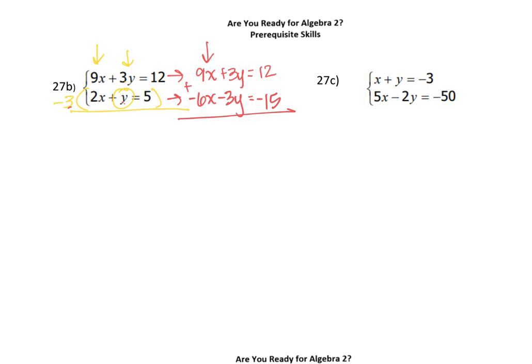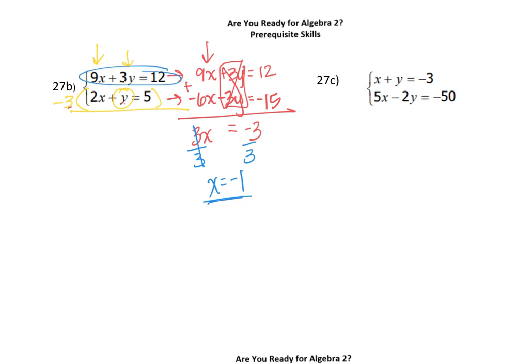Okay, now add them together with the signs that they have. 9x minus 6x is 3x. Right here we have positive 3y minus 3y. It eliminates, it cancels out. Beautiful. 12 minus 15 is -3. Now we're in a position to get an answer or solution for x. We're going to divide both sides by 3, and x equals -1. Okay, awesome. We are almost done.